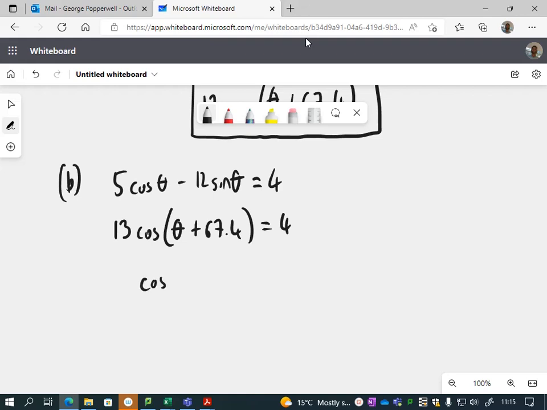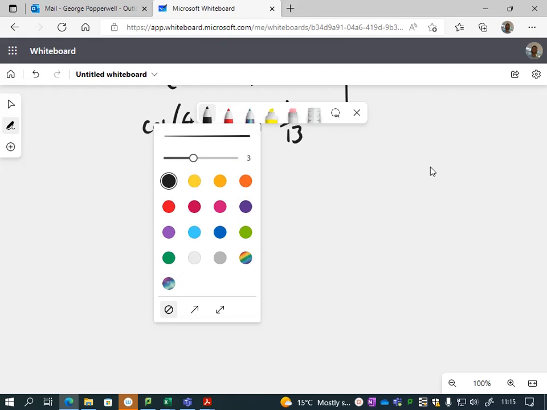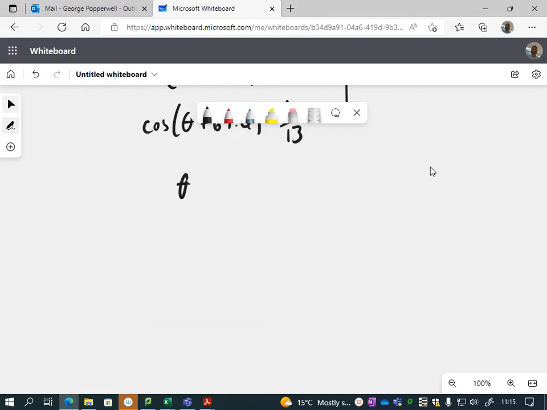So that left-hand side from part A can be rewritten as 13 cos(theta plus 67.4) is equal to 4. And this is much simpler to solve in this form. Divide by 13, so cos(theta plus 67.4) is equal to 4 over 13. Just ignore that line if you will. Next, arc cos, we get theta plus 67.4 is equal to 72.1.